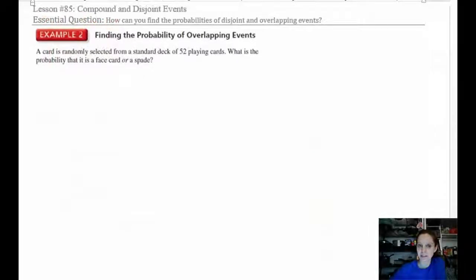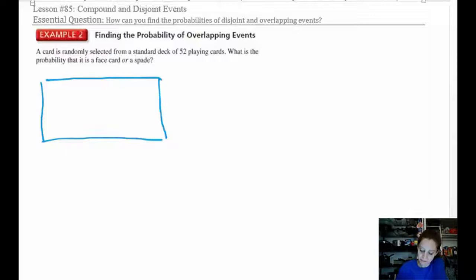Example 2, finding the probability of overlapping events. A card is randomly selected from a standard deck of 52 playing cards. What is the probability that it is a face card or a spade? I'll set up my Venn diagram. My two events are face card or spade.